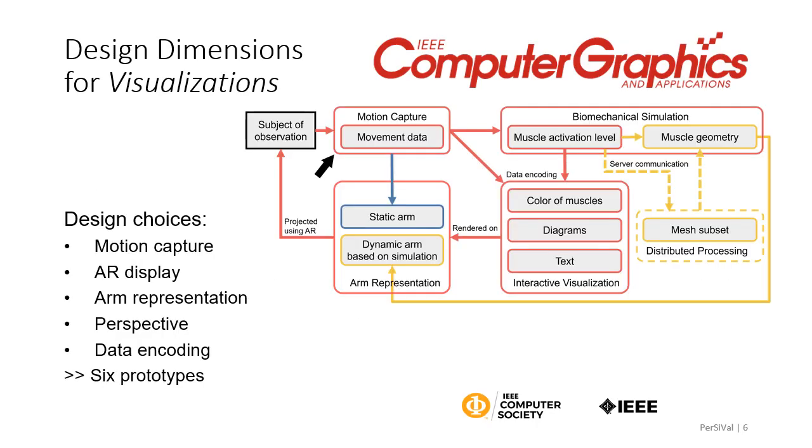Therefore, we propose a pipeline to enable the complete biomechanical simulation and visualization. In this pipeline, the biomechanical simulation will output the muscle activation level and muscle geometry with the movement data of the subject as the input. The simulation data is encoded as the muscle colors, diagrams, and text, and subsequently rendered on the arm representation. Initially, the arm representation could be a static model, but our ultimate goal is to achieve a highly realistic rendering based on simulated muscle geometry.